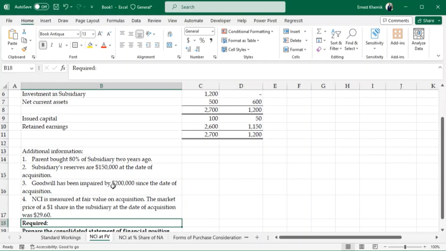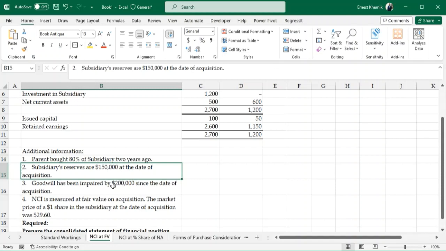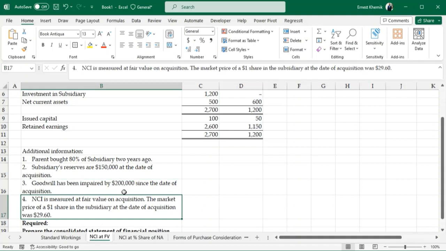One, the parent bought 80% of the subsidiary 2 years ago. Subsidiary's reserves are $150,000 at the date of acquisition. Goodwill has been impaired by $200,000 since the date of acquisition. NCI is measured at fair value on acquisition. So this is the fair value method of measuring the goodwill of the NCI. Now the market price of one share in the subsidiary at the date of acquisition was 29.60.